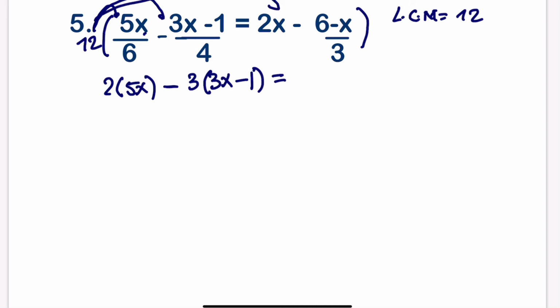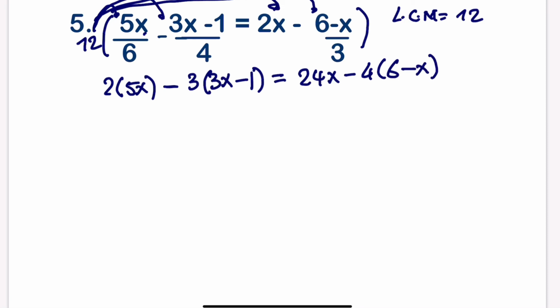12 times this, all of it. 12 times 2 is 24, we have 24x. Lastly, 12 times this. We focus on the denominator. So we have 12 divided by 3, which will give us 4. So don't forget our minus sign. Minus 4 bracket times the numerator, which is 6 minus x.